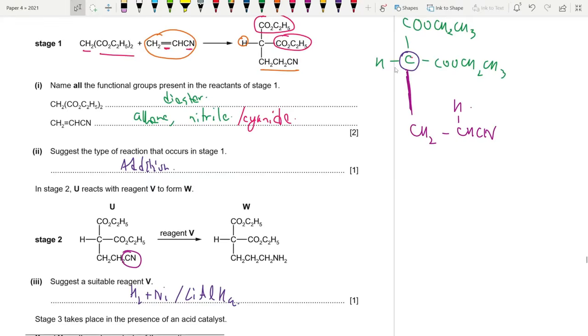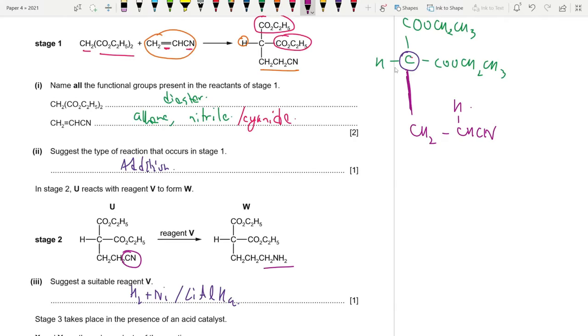The nitrile is converted to an amine. This is also a reduction reaction. In the syllabus, they've mentioned lithium aluminum hydride, but in the mark scheme it's not given. If you gave LiAlH4, it's fine, you would get full marks.